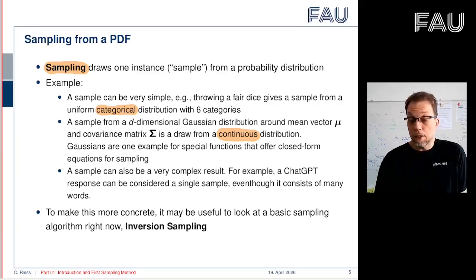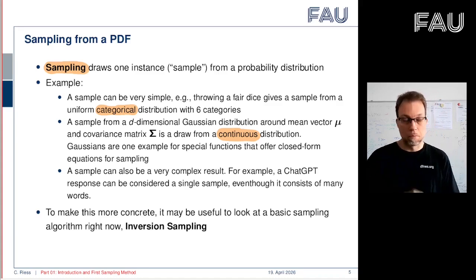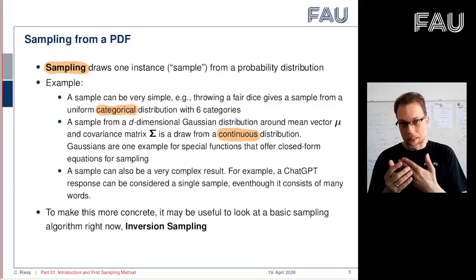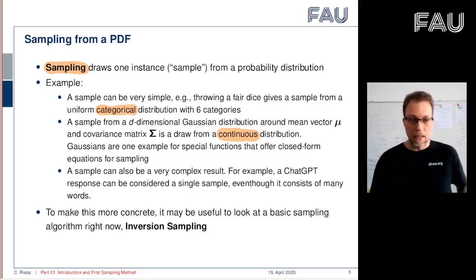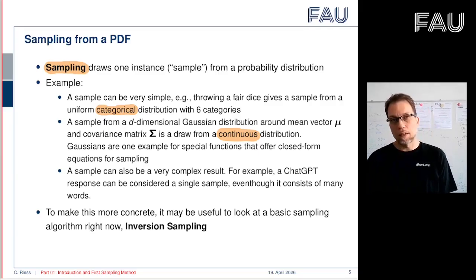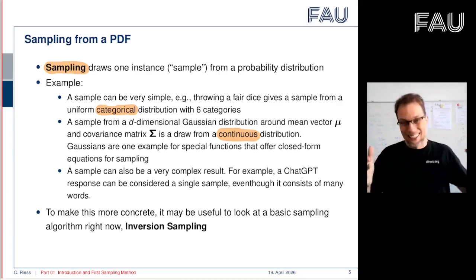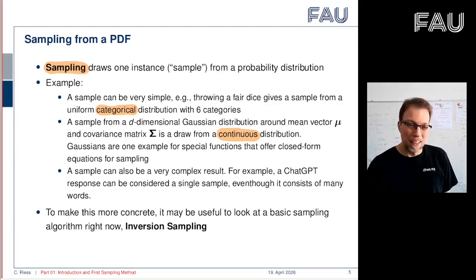However, there are also very complex samples. We will talk about Markov chain Monte Carlo sampling later. But also, if you think about your immediate exposure to generative systems that sample, then you could just say a ChatGPT response is a single sample. But still, it's rather complex in the sense that it consists of many words, many sentences. So it's a rather large sample.